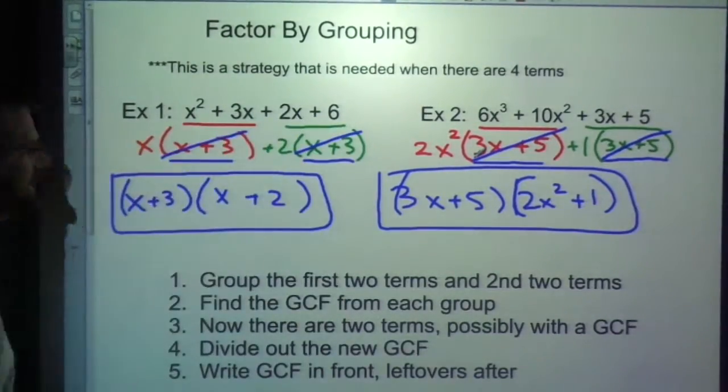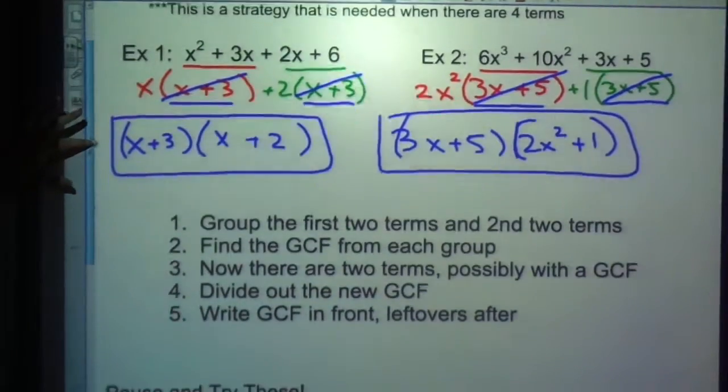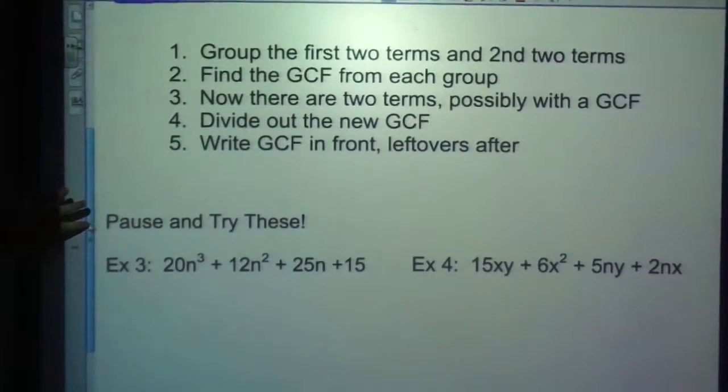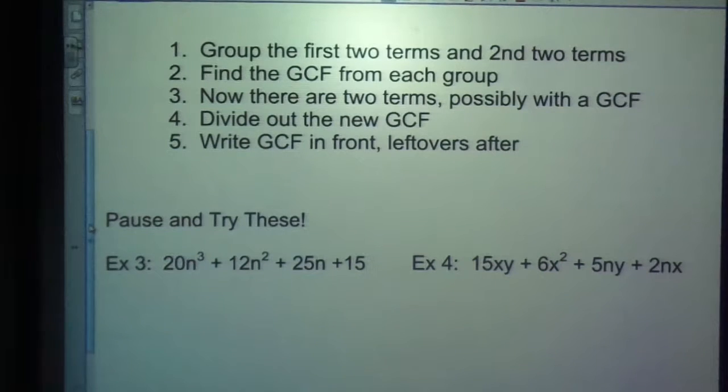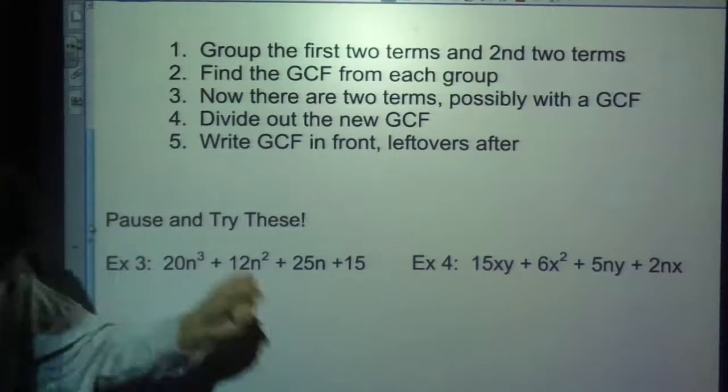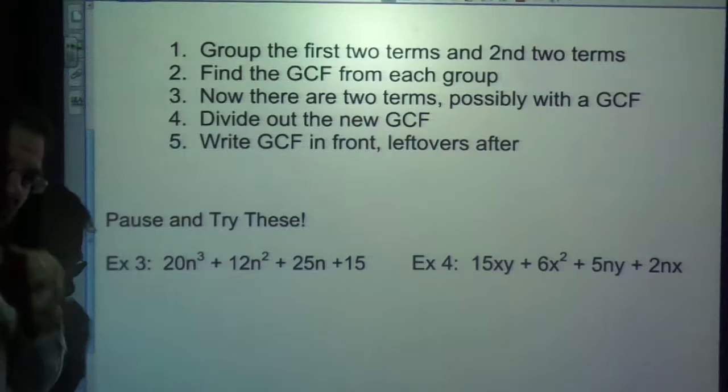Okay, pause the video now. I've given you some steps you can copy down. Pause the video and then try example 3. Go. Pause. Okay. And start.